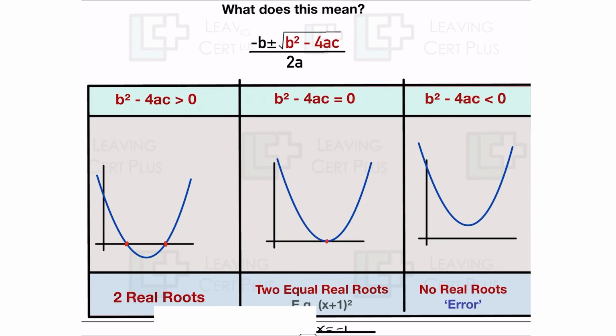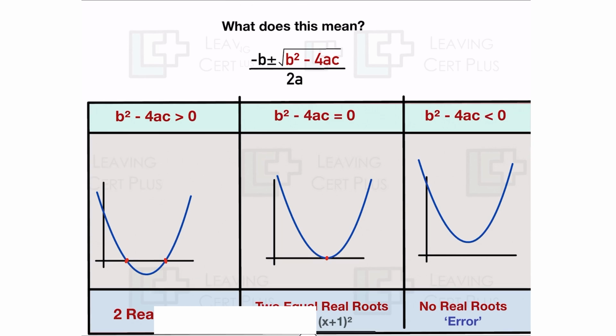Over here, your quadratic has the x-axis essentially as a tangent. So it just touches it at one point. So it basically has one root, or they call it 2 equal real roots. The third situation is where your quadratic doesn't cross the x-axis at all. So it is said to have no real roots.